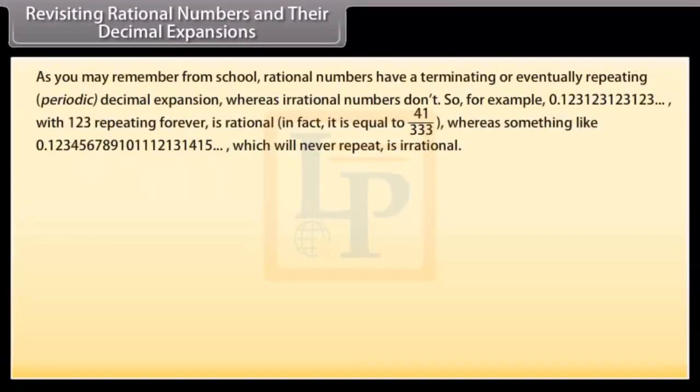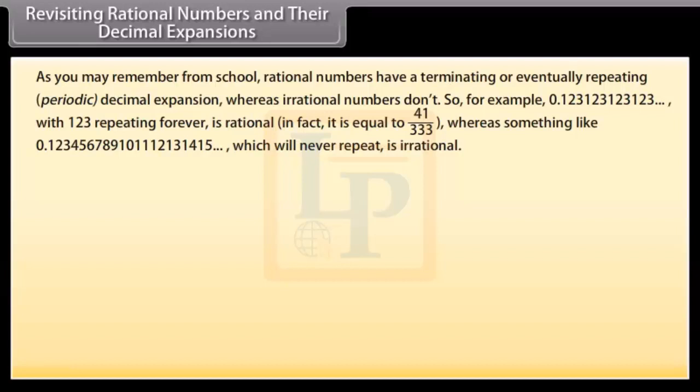Revisiting rational numbers and their decimal expansions. As you may remember from school, rational numbers have a terminating or eventually repeating periodic decimal expansion, whereas irrational numbers don't. So, for example, 0.123123123 and so on, with 123 repeating forever, is rational. In fact, it is equal to 41 upon 333.